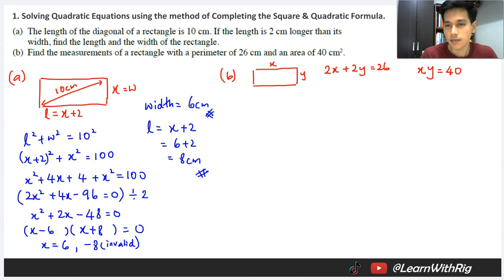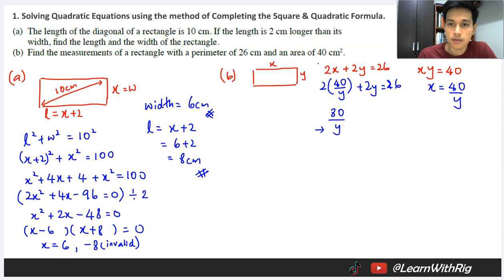Now how are you going to solve this? This is actually very straightforward. So you're just going to find the value of x first. So 40 over y. So you're going to substitute this into this equation here, right? So you get 2 times 40 over y plus 2y equals to 26. So you will get 80 over y, but I'm not going to write 80 over y. The thing is, because we can't leave y in as a denominator, right? It's very hard for you to solve. So what are you going to do? You're going to change everything so that you eliminate y as a denominator.